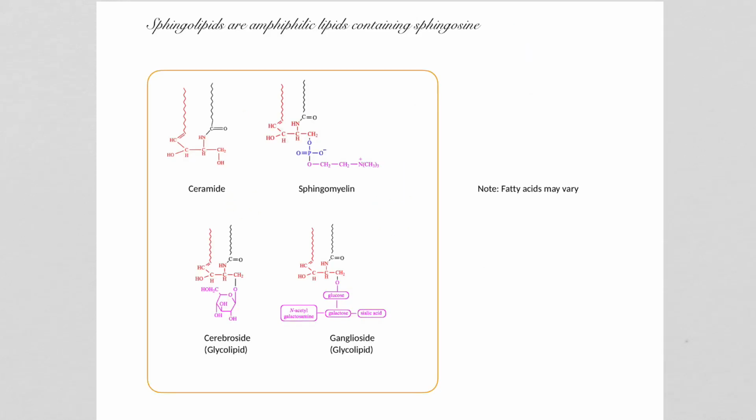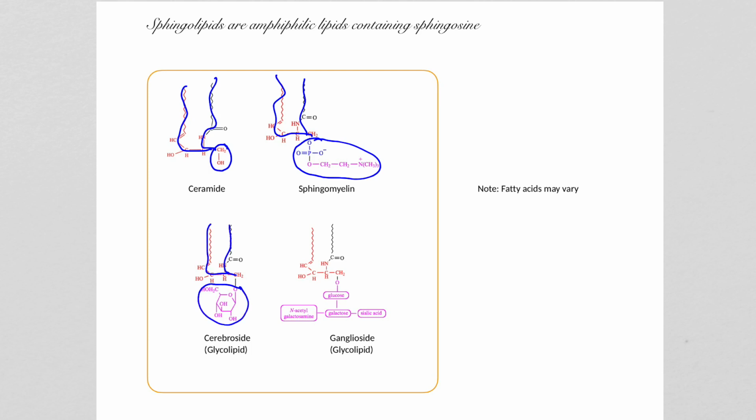So you can see in all of these structures we have a head. Here we have a small head with two tails. Here we have a bigger head with two tails. Here we have the head again with two tails. And here we have an even larger head with two tails.